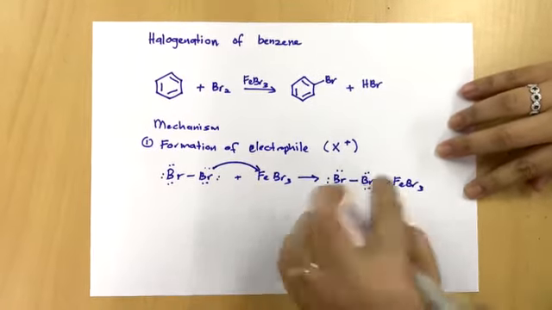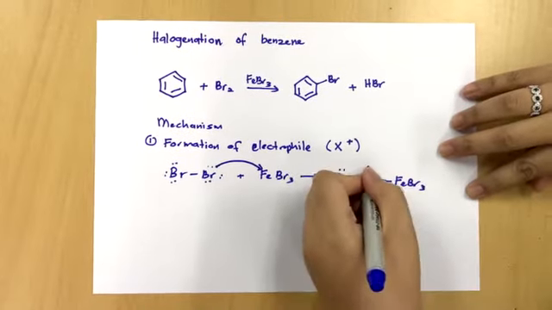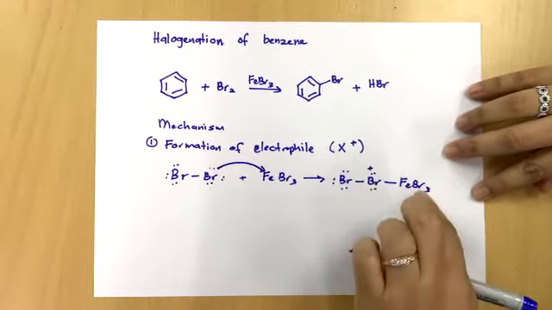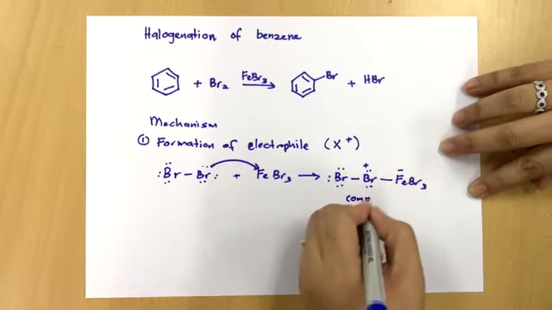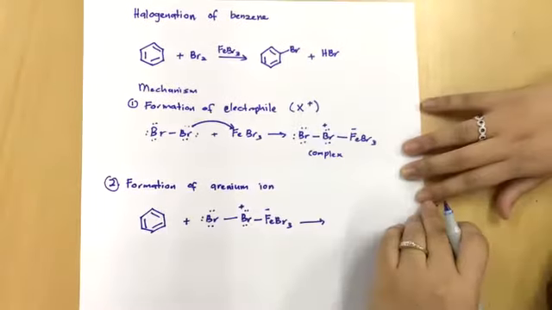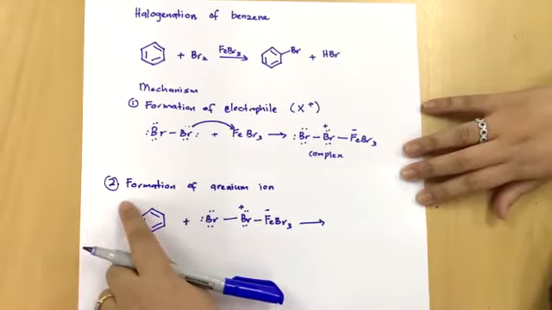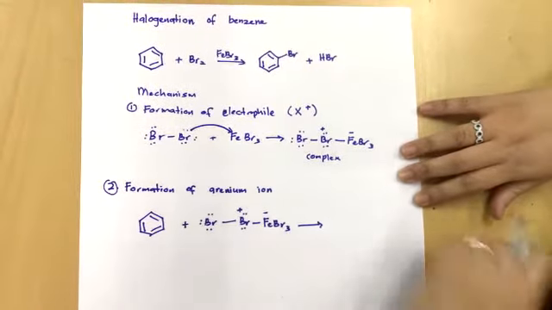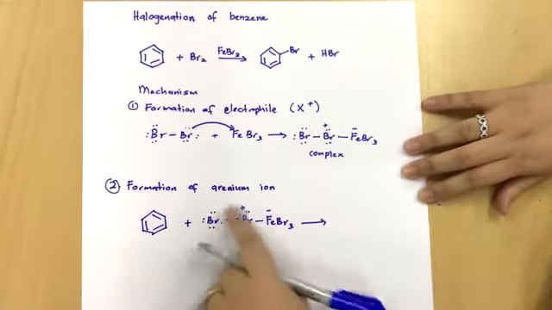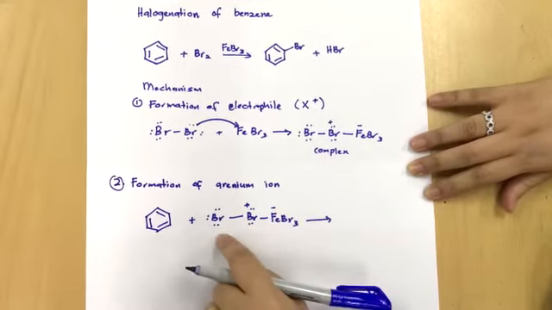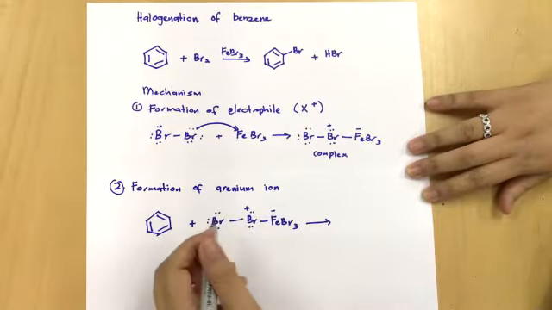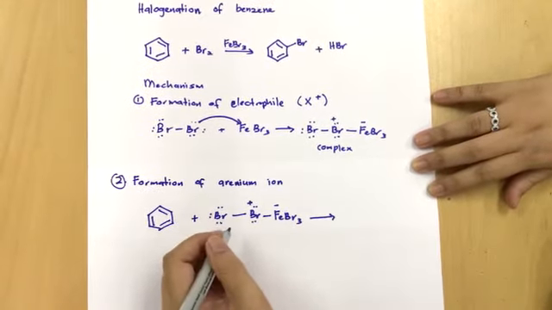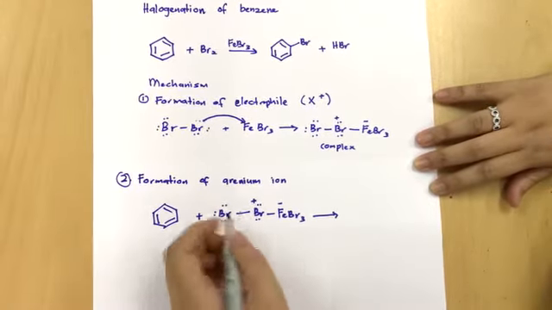FeBr3. And the bromine here will be positive, and the Fe will be negative. So this one is a complex. So we go to the second step, which is formation of arenium ion. The complex will dissociate to form bromine ion and FeBr4 minus. The bromine ion will attack benzene to form arenium ion.